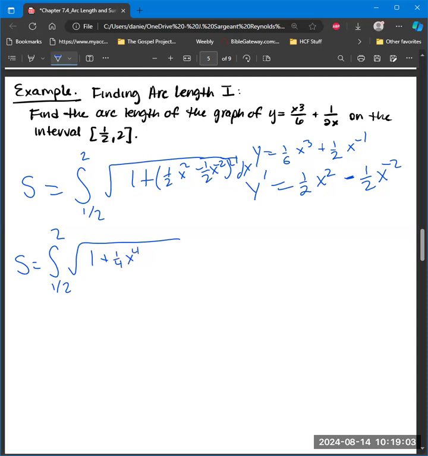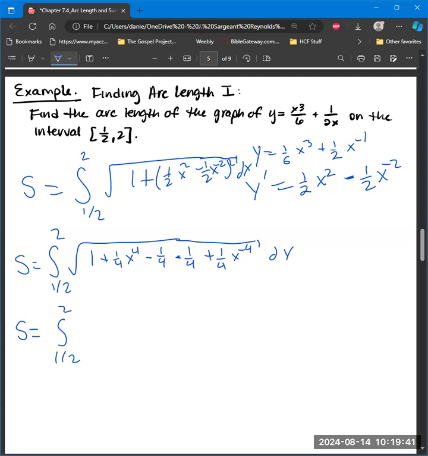When I multiply 1/2 x squared times negative 1/2 x to the negative second, I get minus 1/4. When I multiply negative 1/2 x to the negative second times 1/2 x squared, I get another minus 1/4, and then I get plus 1/4 x to the negative fourth when I square that last term. And this is dx. So s is the integral from 1/2 to 2.